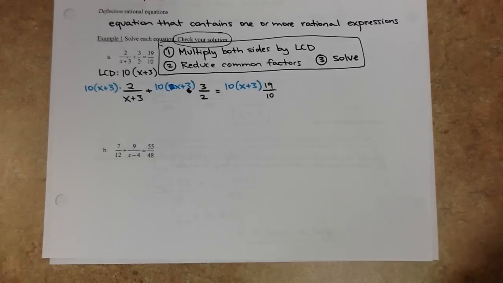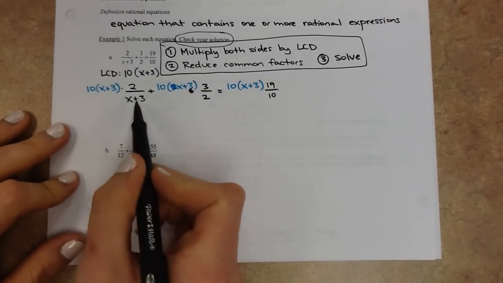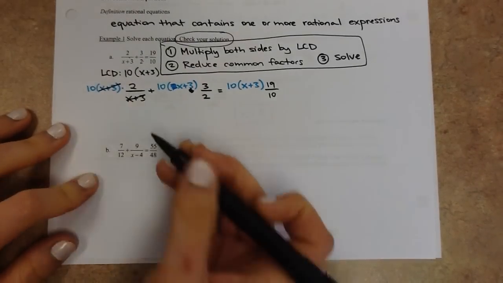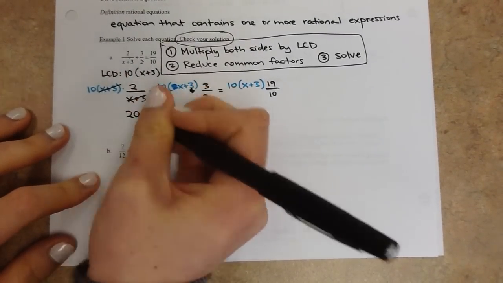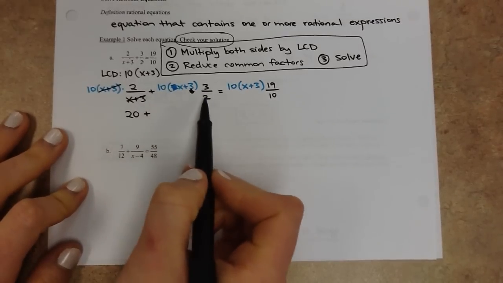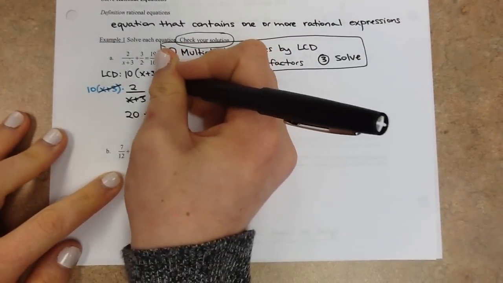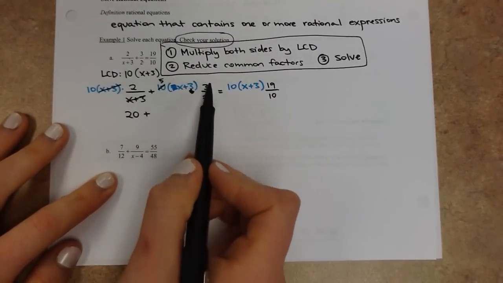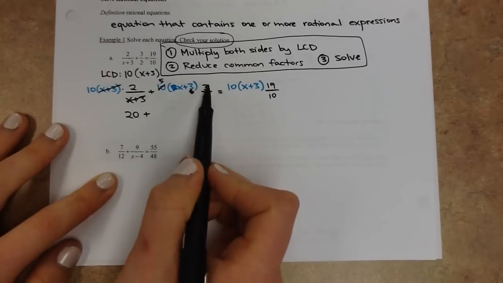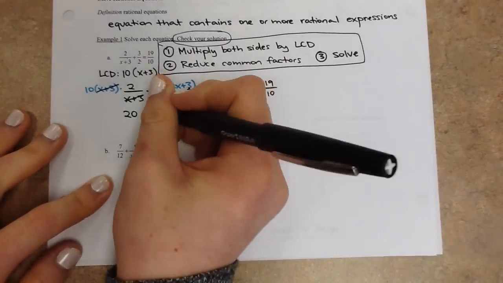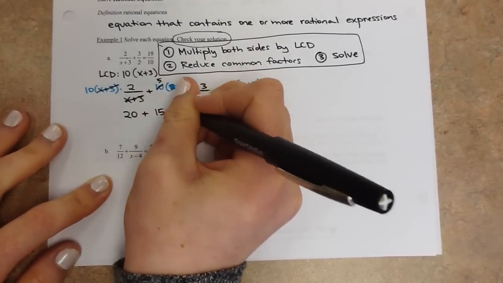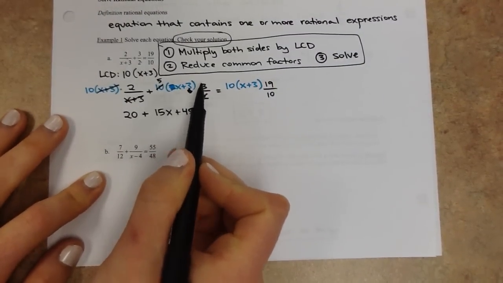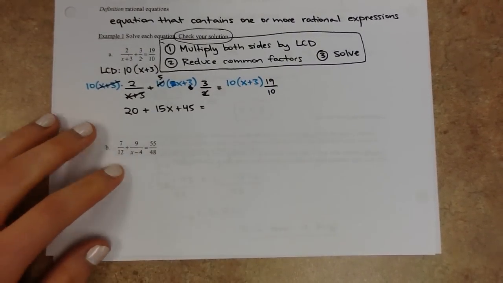Because then step 2 is to reduce the common factors. As you look term by term, here I have an x plus 3 over an x plus 3, and so they cancel. And then I'm left with 10 times 2, which is just 20. Plus, then if you look at the next piece, 10 over 2 will reduce down to 5. And then I have a 5 times an x plus 3 times a 3. So basically, 5 times 3 is 15. Then distribute that. So I have 15x plus 45. Again, I multiplied 5 times 3 first, and I got 15. Then I distributed that 15 to the x plus 3.